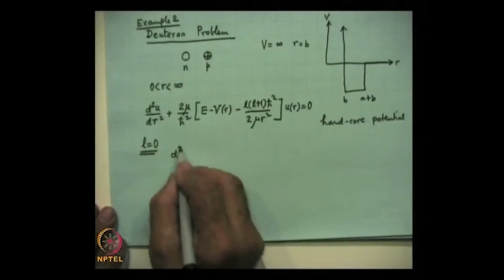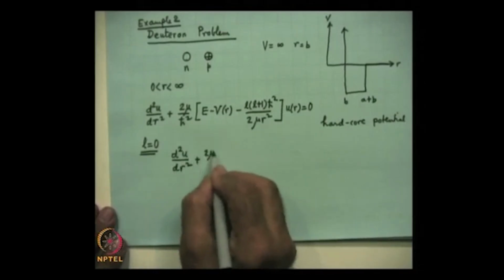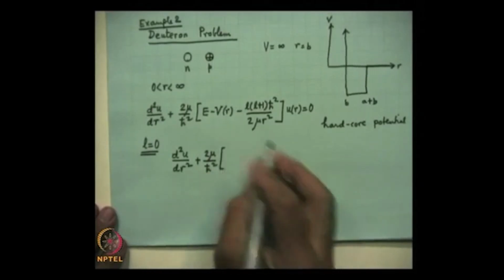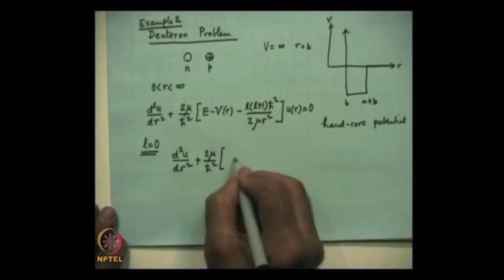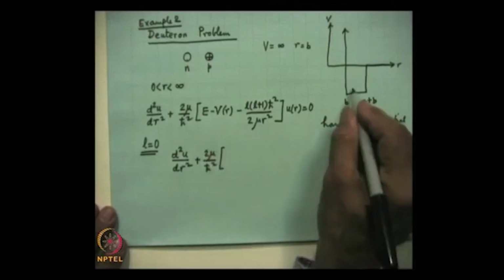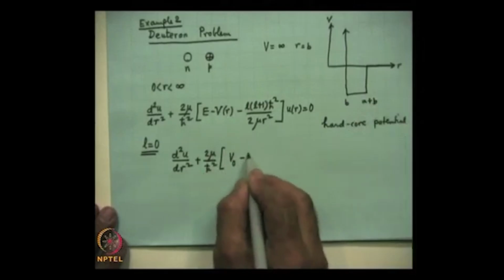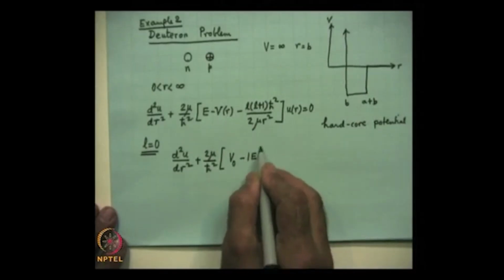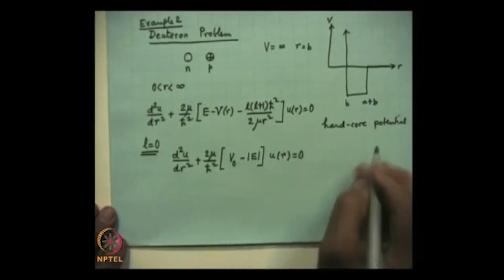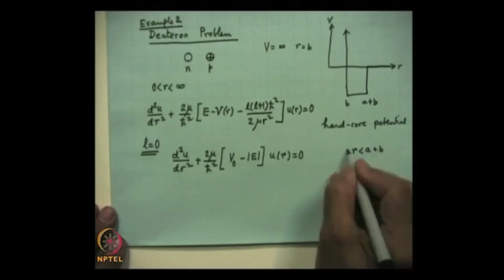So, you have d2u by dr square plus 2 mu by h cross square, where E is negative. I write this down as V of r equal to minus V0, so V0 minus mod of E. I hope you understand. U of r is equal to 0. This is for r less than a plus b, and greater than b.